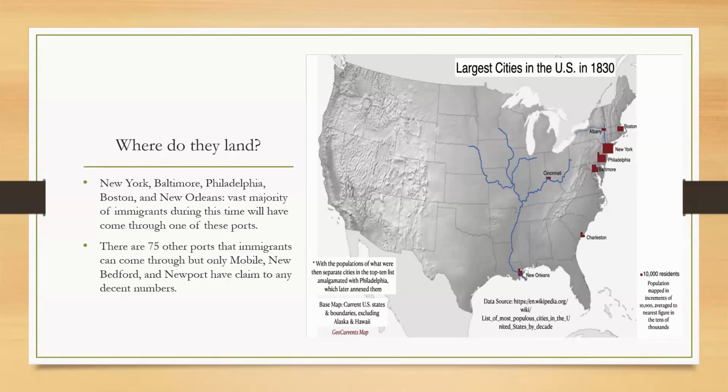That being said, everybody's family story is different, and there are 75 other ports that immigrants can come through as well. But the only ports that really have more than a few hundred people are Mobile, Alabama, New Bedford, and Newport. But generally speaking, when you're looking at where your immigrant ancestor would have landed, it's going to be in one of these 5.